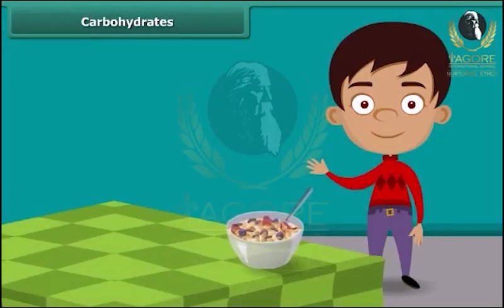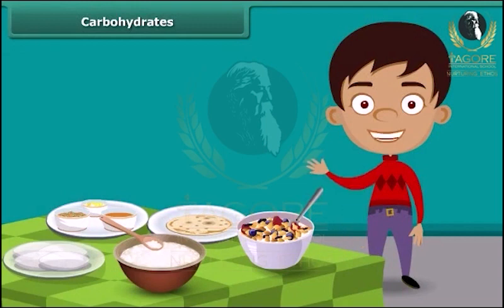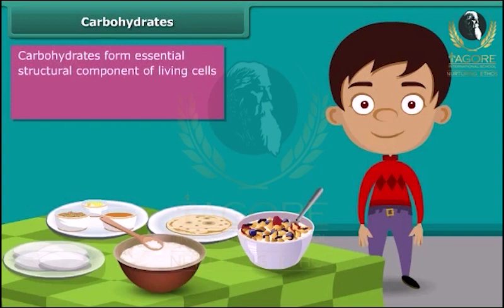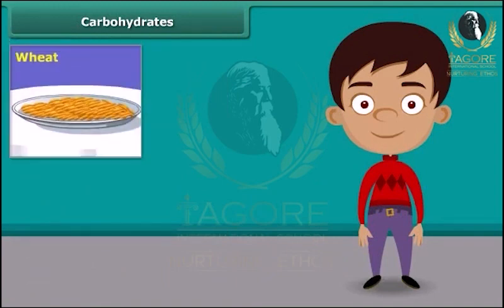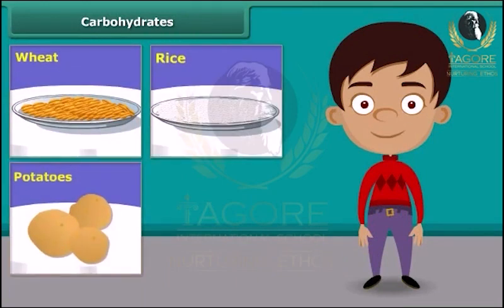Do you know this fact that each food item contains all nutrients in different amount, and each nutrient plays a different role in the body? Let us know about these nutrients one by one in detail. First, carbohydrates. Carbohydrates form an essential structural component of living cells. They are the main source of energy for animals. Carbohydrates include sugars, starch, fiber, etc. They are mainly found in wheat, rice, potatoes, corn, and maize.